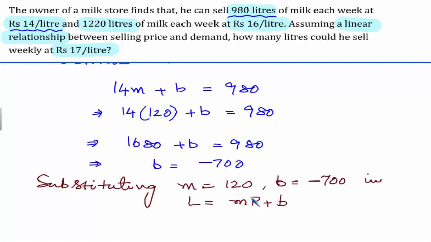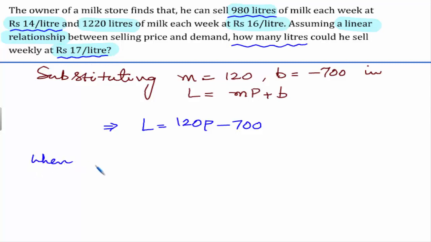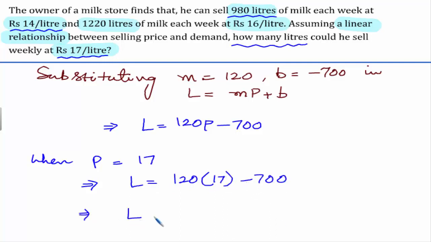Now let us substitute the values of m and b into the equation L is equal to mp plus b. Then we get L is equal to 120p minus 700. Now the question asked to us is that what would be the number of liters he could sell at the rate of 17 per liter. Now when P is equal to 17, we have to find out how many liters. That is L is equal to 120 into 17 minus 700. That is L is equal to 2040 minus 700.